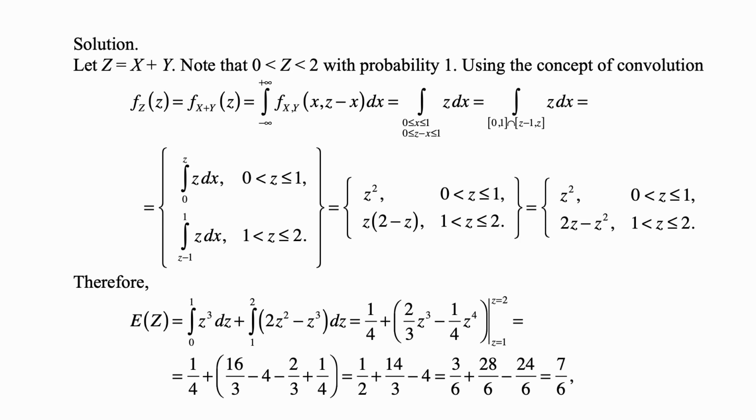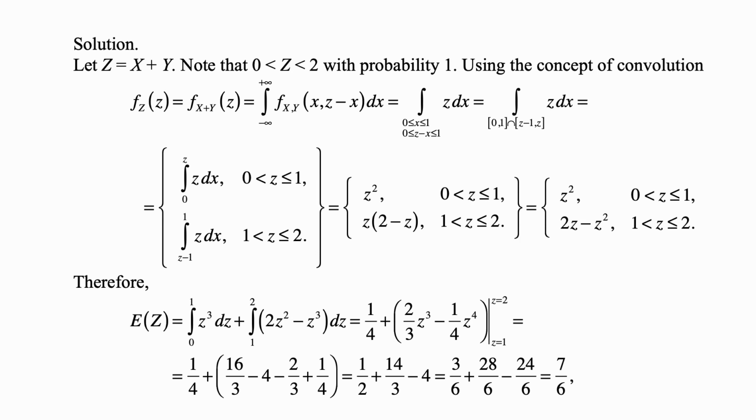That intersection, when z is between 0 and 1, is equal to the interval from 0 to z, so we have the integral from 0 to z of z dx in that case, and when z is between 1 and 2, that intersection is the interval from z minus 1 to 1, so this is the integral from z minus 1 to 1 of z dx, and that's equal to z squared when z is between 0 and 1, because with respect to x, it's an integral of a constant z, so we just multiply that constant by the length of the interval from 0 to z.